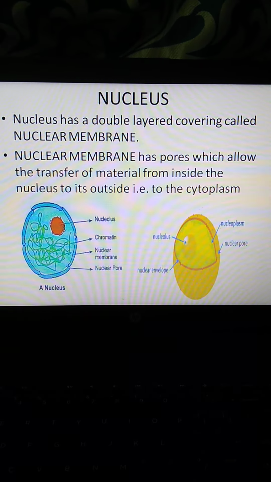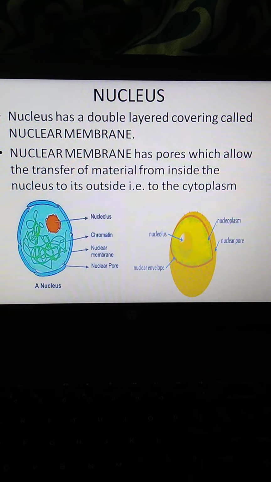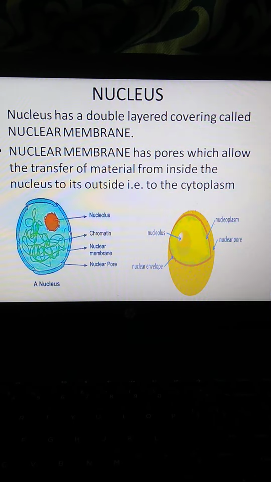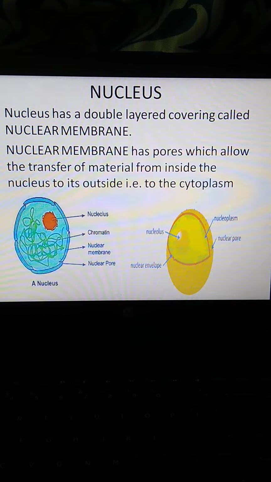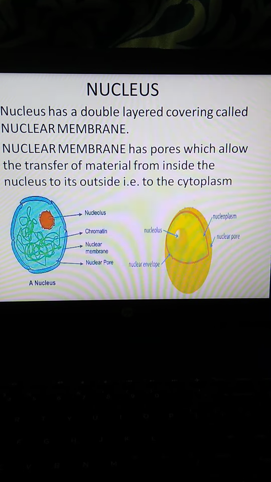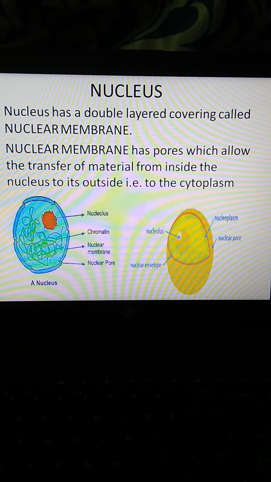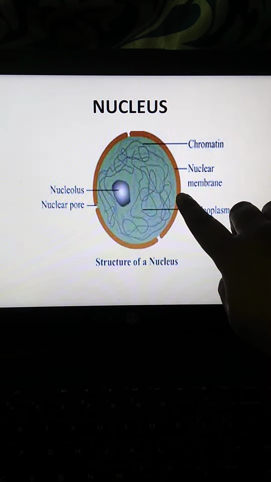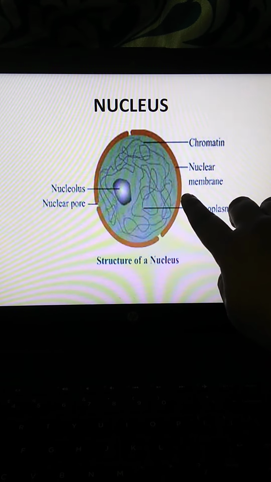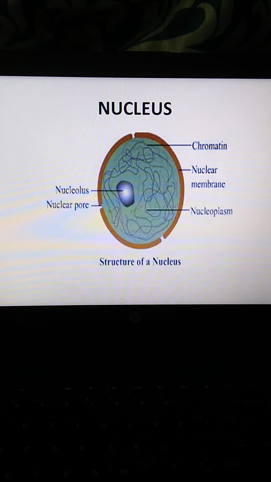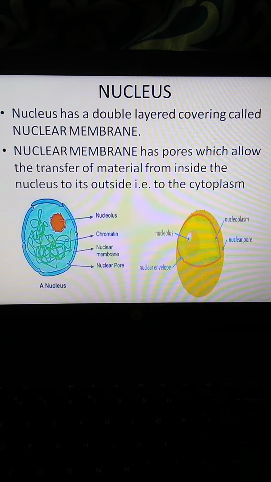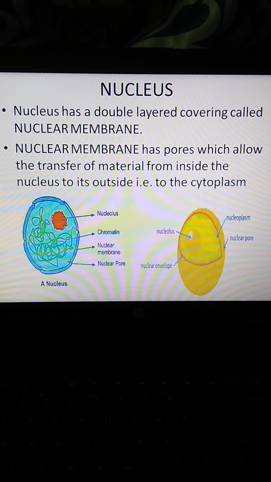So as we have seen, it has a double membrane covering which is known as nuclear membrane. Now I will move it back one slide, where you will see that these are double membrane structures. Two membranes are visible. It's a double membrane structure and that covering is known as nuclear membrane.